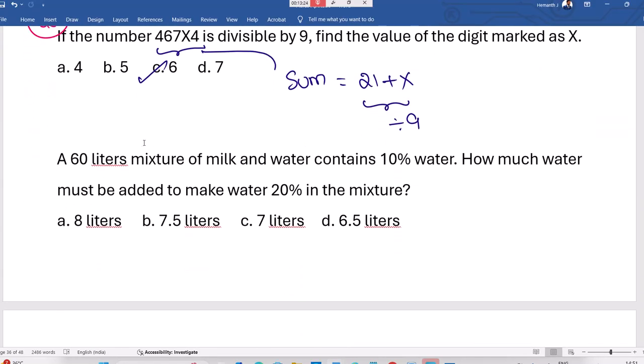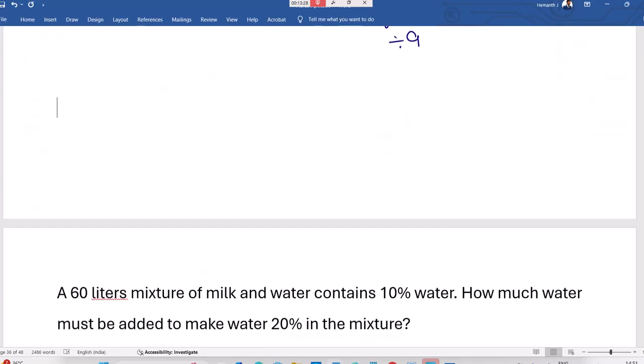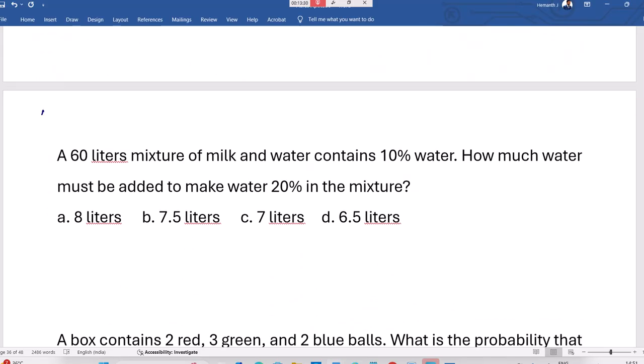Next one. A basic question related to mixtures and alligations. A 60 liter mixture of milk and water contains 10% water. How much water must be added to make the water 20%?